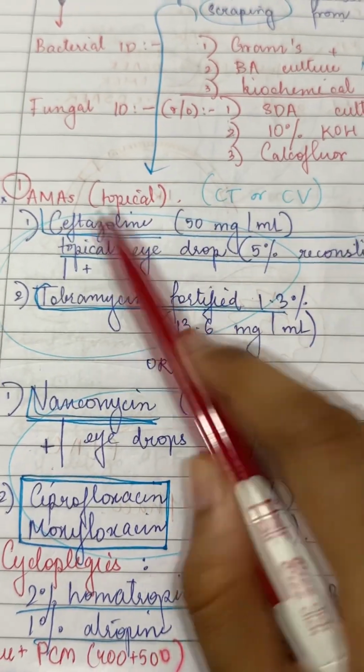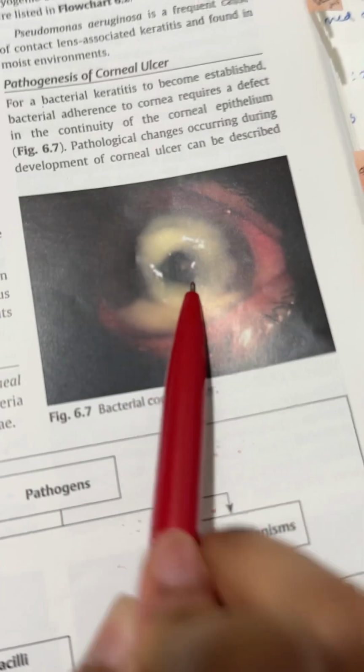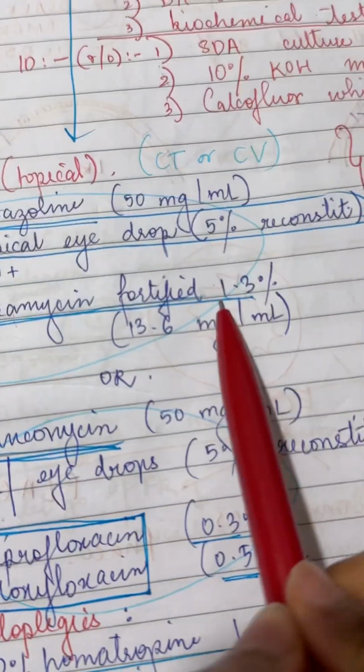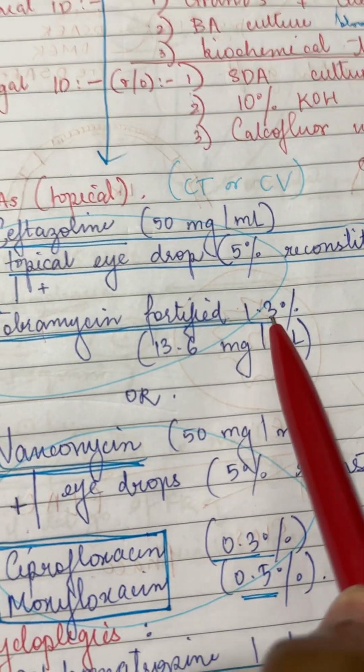Antibiotics for bacterial, you can use cefazolin and tobramycin. If your bacterial ulcer patient has come to you, you'll give them cefazolin, 5% reconstituted solution as 50 mg per ml eye drops. Cefazolin along with tobramycin, which is fortified, 13.6 mg per ml, you'll give 1.3% solution.